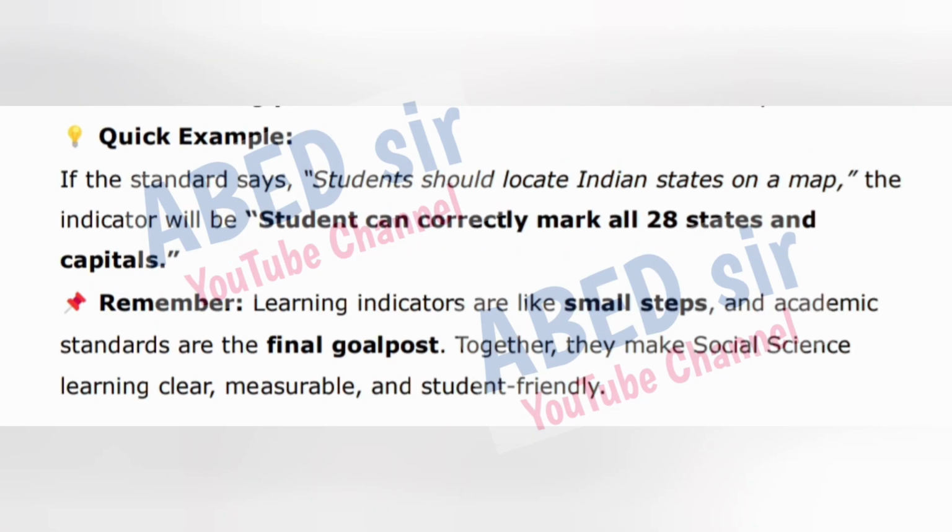Quick example. If the standard says, students should locate Indian states on a map, the indicator will be: student can correctly mark all 28 states and capitals. Remember, learning indicators are like small steps, and academic standards are the final goalpost. Together, they make social science learning clear, measurable, and student-friendly.